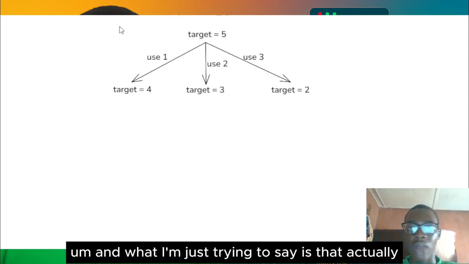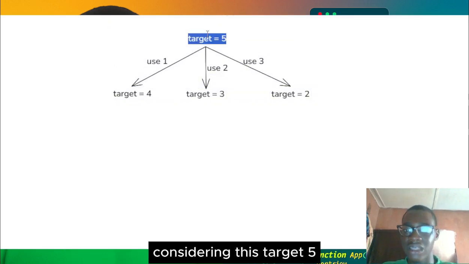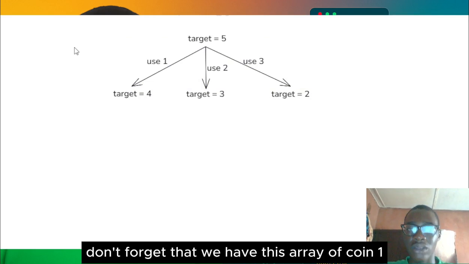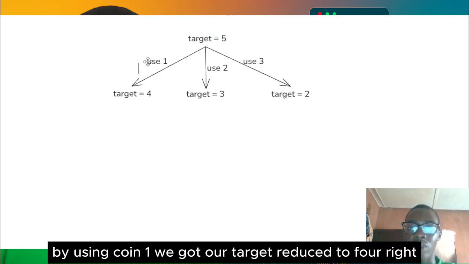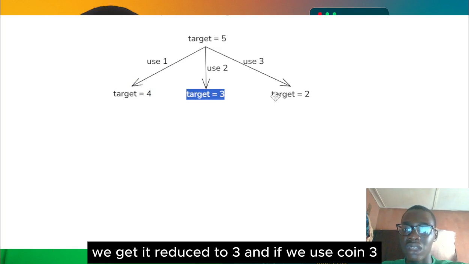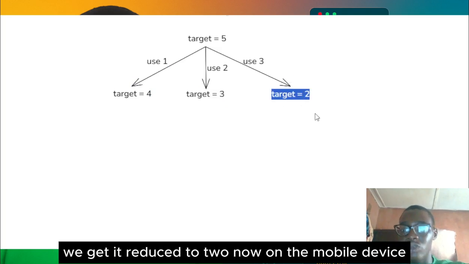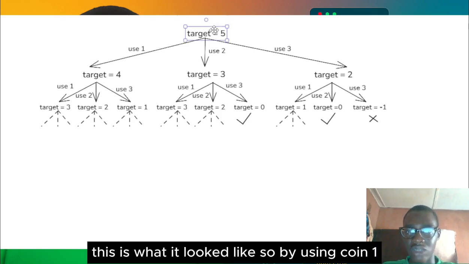What I'm trying to say is that, considering this target 5, by using coin 1, don't forget that we have this array of coins 1, 2, 3, right? By using coin 1 we get our target reduced to 4. If we use coin 2, we get it reduced to 3, and if we use coin 3, we get it reduced to 2. Now on a broader view, this is what it looks like.